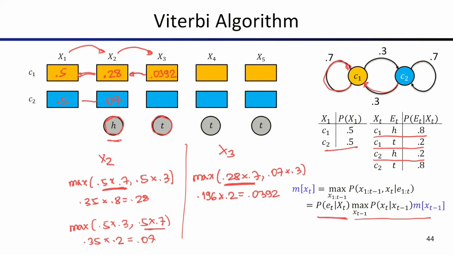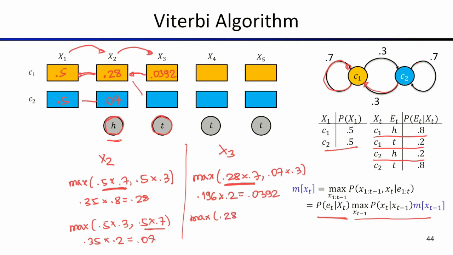For the other cell, what we have to do, again, is the same thing. It's the maximum. One possibility is switching coins, and the other one is keeping the same coin. So let's try to keep the same pattern that we were doing before. So let's first look at switching coins.